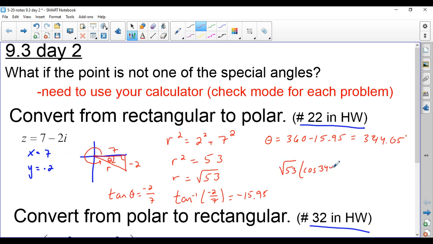So when we write our complex numbers in polar form, we put r times cosine theta plus i sine theta. If you wanted to check this, you could multiply the square root of 53 times cosine 344.05, and you should get 7, and then the square root of 53 times sine 344.05, and you should get negative 2. So again, number 22 in the homework, you'll need a calculator. Go ahead and do it in degree mode.